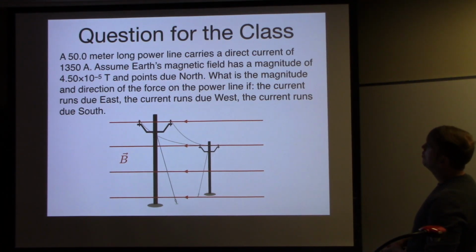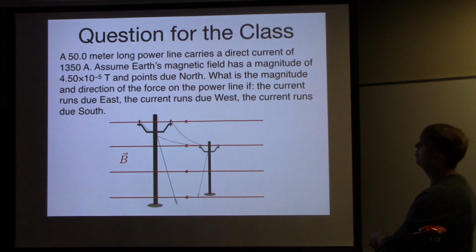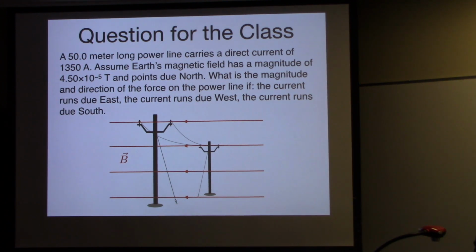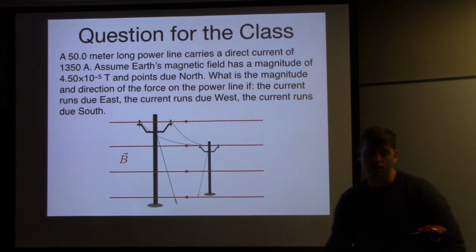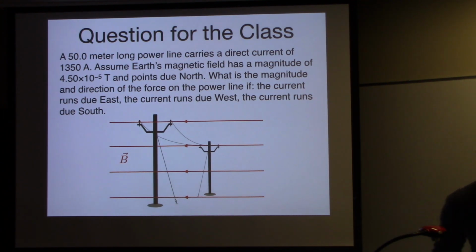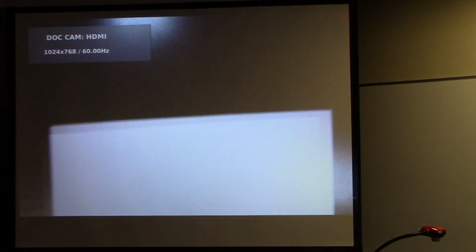What is the magnitude and direction of the force on the power line if the current is going east, if the current's going west, and then if the current is going south? Okay, let's work this out. This is really just another application of F equals IL cross B. Same basic formula, but this time we're actually going to make some calculations with it. So we have three parts to this.